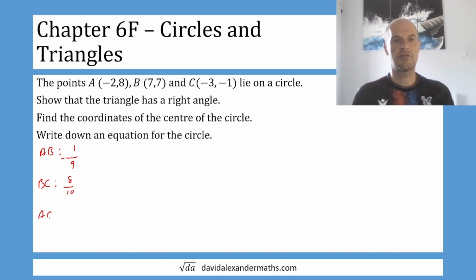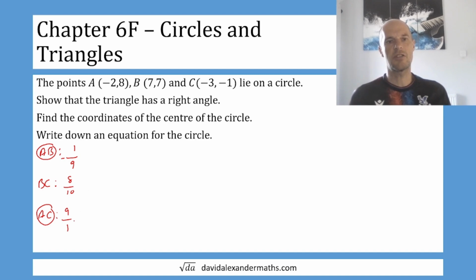And let's work out the gradient of AC. So change in y, 8 take away negative 1, so 8 plus 1, which is 9, over change in x, so negative 2, subtract negative 3, so minus 2 plus 3, which is 1. Okay, so we can see that AB and AC are perpendicular to each other because one gradient is the negative reciprocal of the other. So we've shown they're perpendicular, so therefore at A there is a right angle.